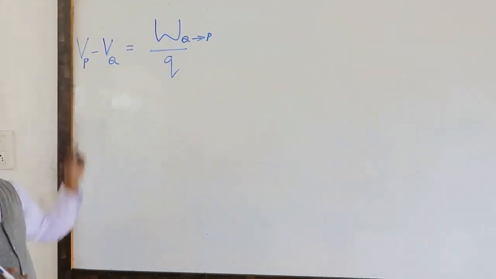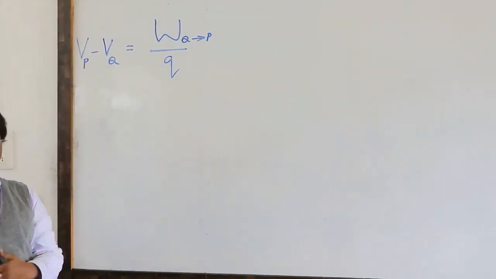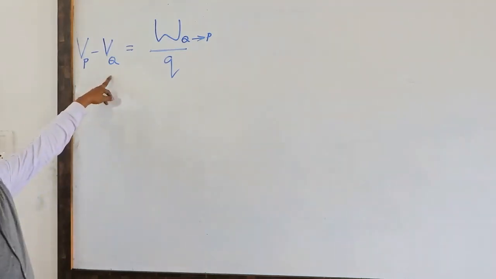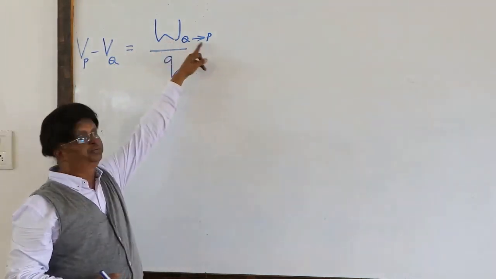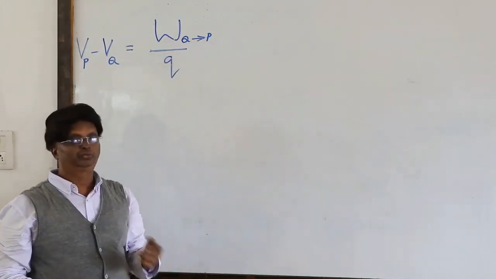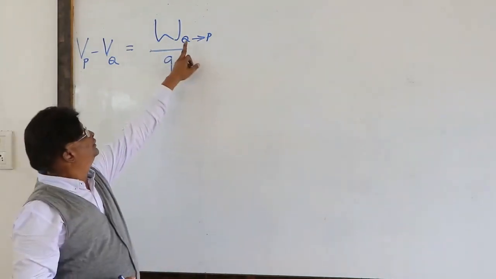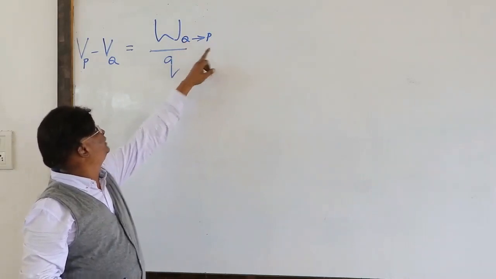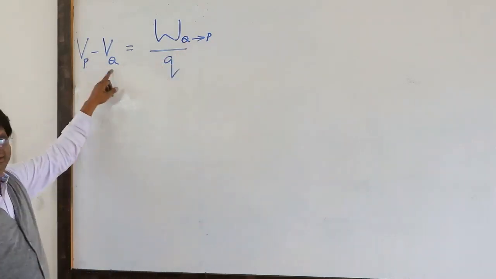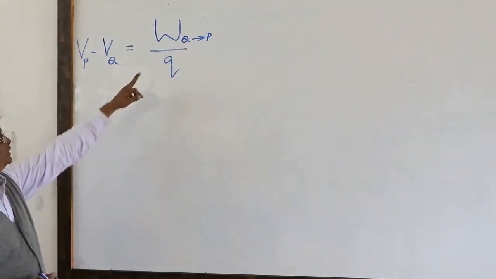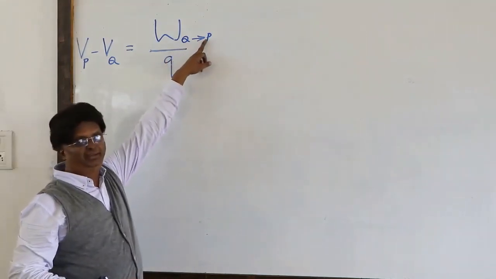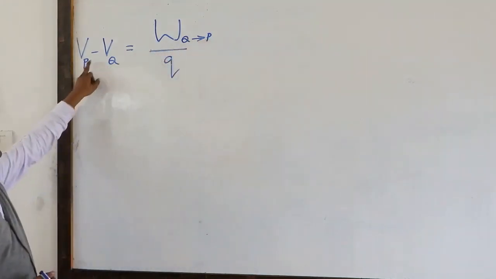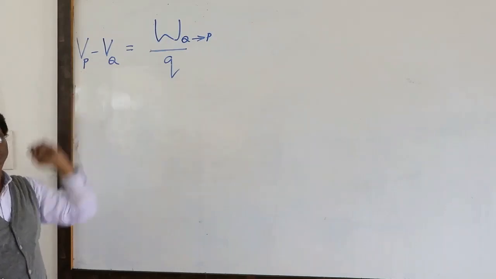Vp minus Vq, the potential difference between the 2 points P and Q. W, Q to P. Every time I have to know that order is important. Move from the point Q to P, then you are writing Vp minus Vq is equal to, because this is initial and this is final. So that is how we are writing it as Vp minus Vq is equal to.